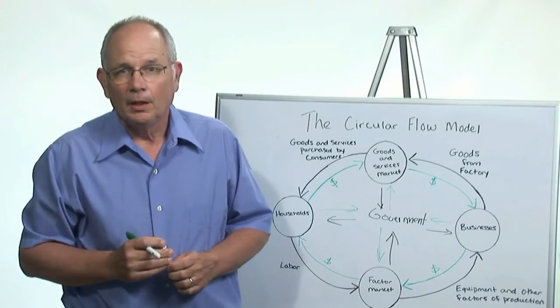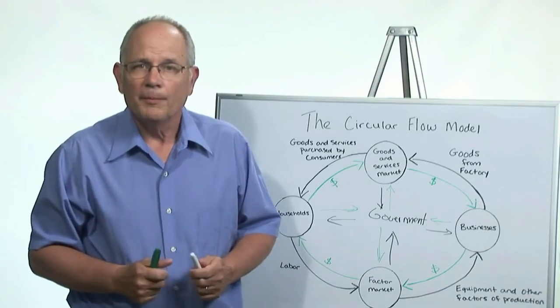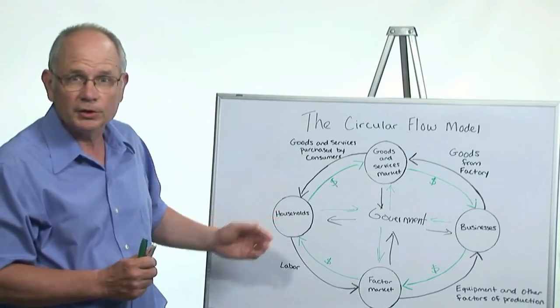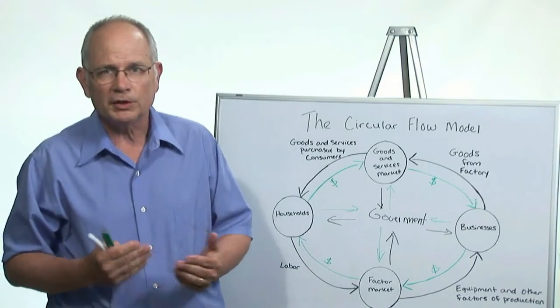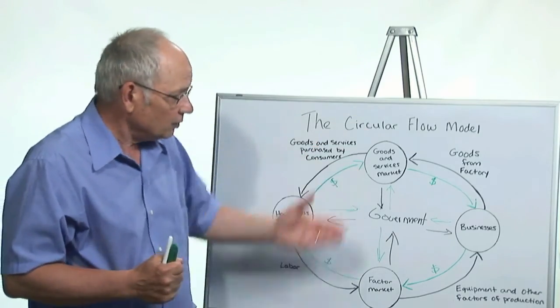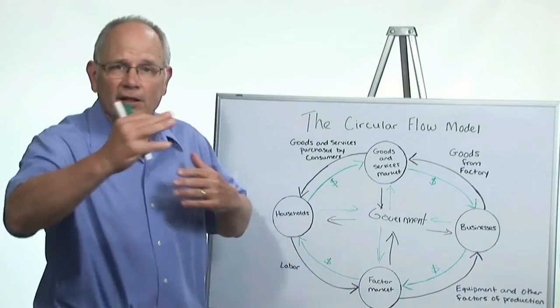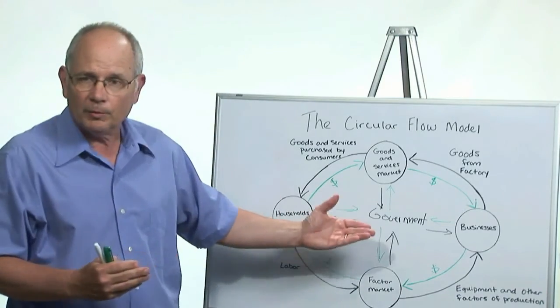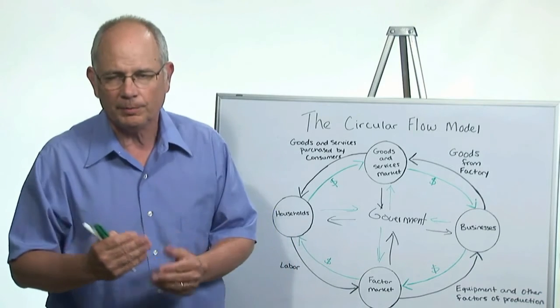Well, government workers, like factory workers, are members of households. They too purchase the goods and services they need from stores in the goods and services market. And of course, the goods and services market gets its stuff from businesses. This cycle goes on and on and on with the government being in the middle. Do you get the picture? We're all dependent upon each other.